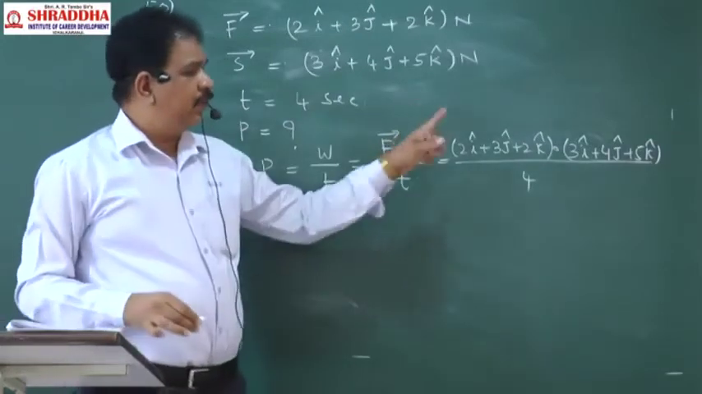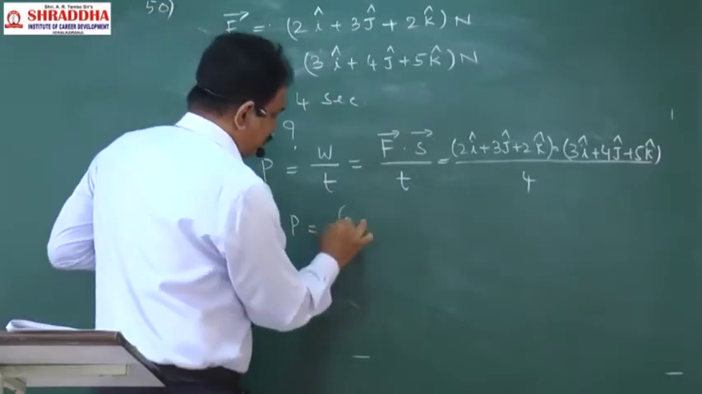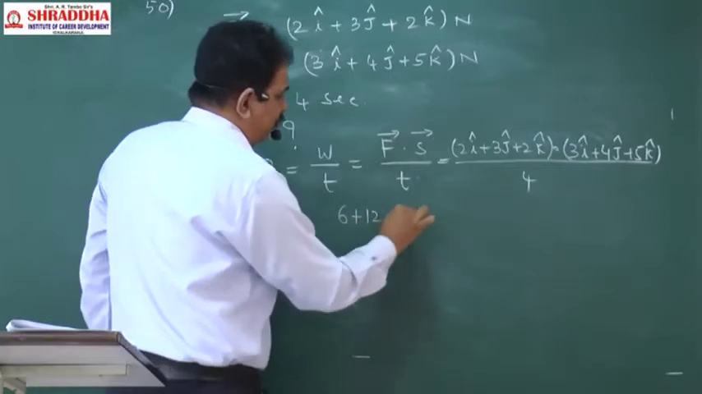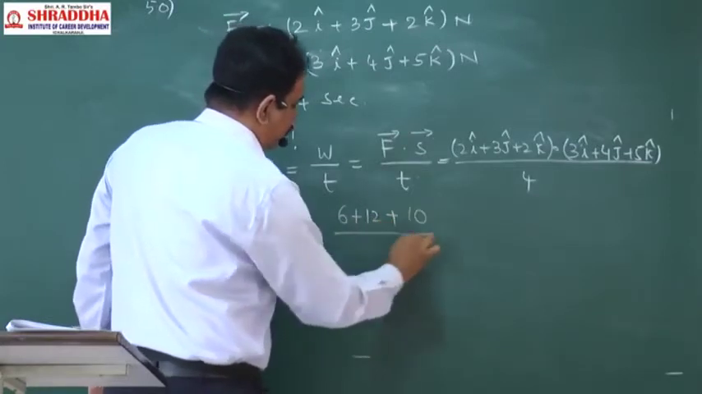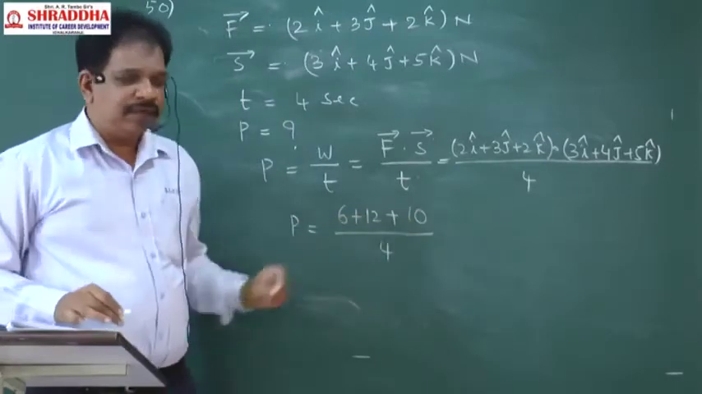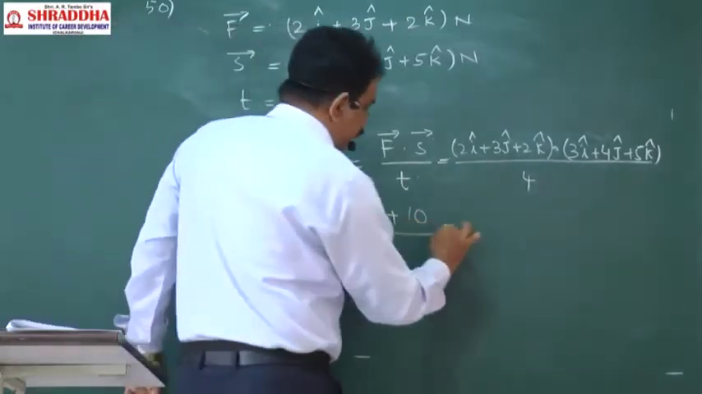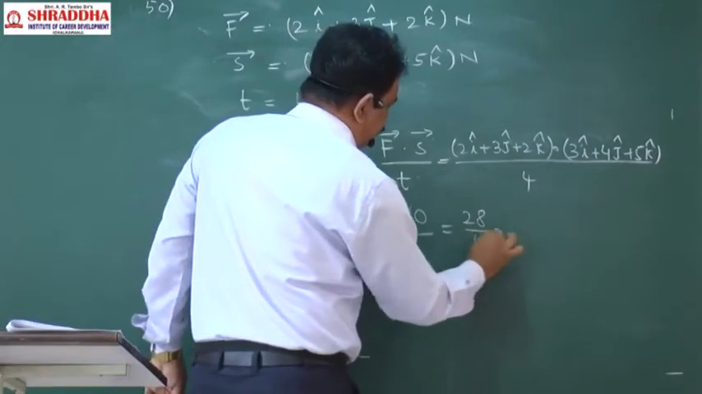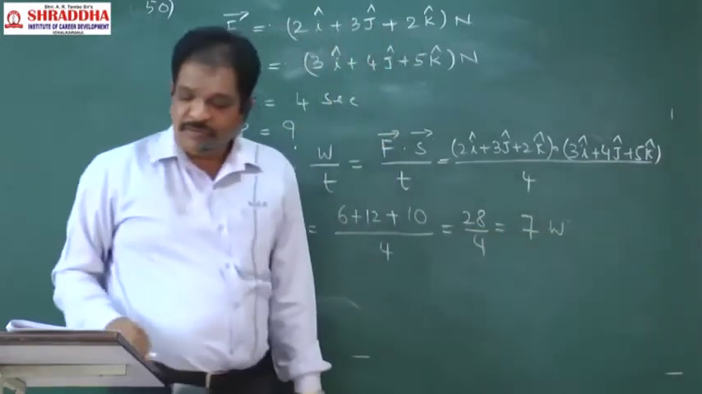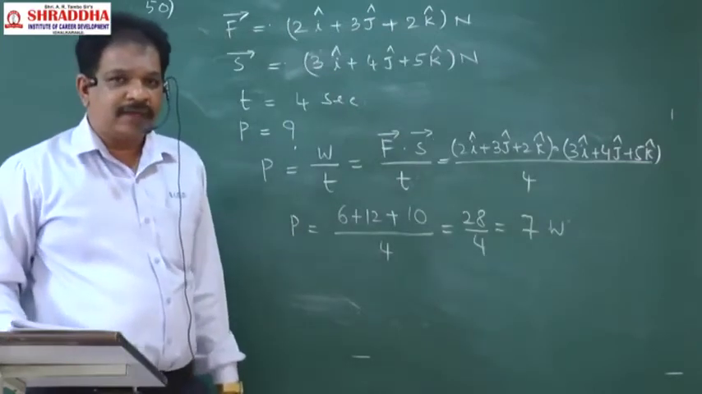Dot product: 2 into 3, 6; 3 into 4, 12; 2 into 5, 10, by 4. So 18 plus 10, 28. So this value 28 by 4 is equal to 7. Unit for that will be watt.